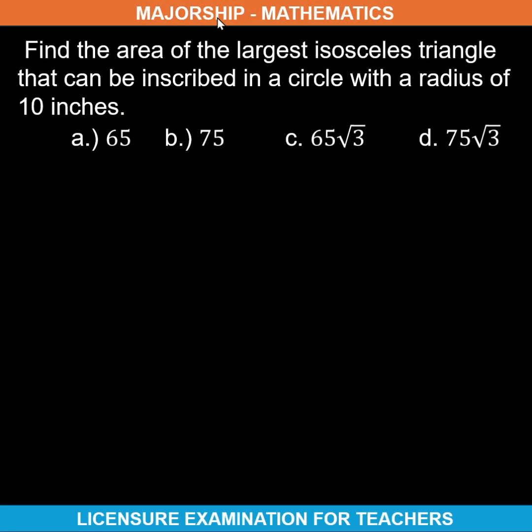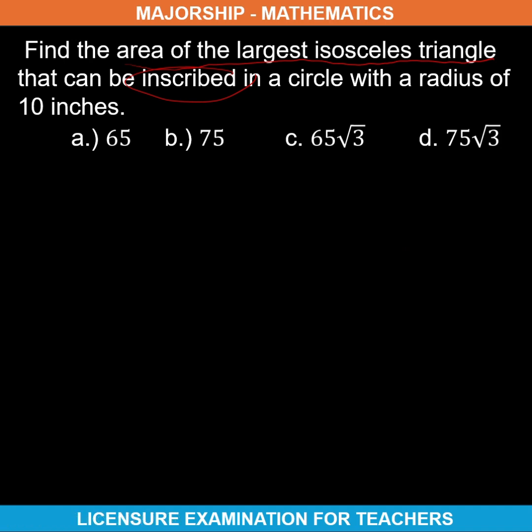Okay, so let us try to answer this major ship question in mathematics. Find the area of the largest isosceles triangle that can be inscribed in a circle with a radius of 10 inches. Okay, so in this problem, we are asked to solve for the area of the largest isosceles triangle. So itong largest isosceles triangle na ito is inscribed in a circle na may radius na 10 inches.